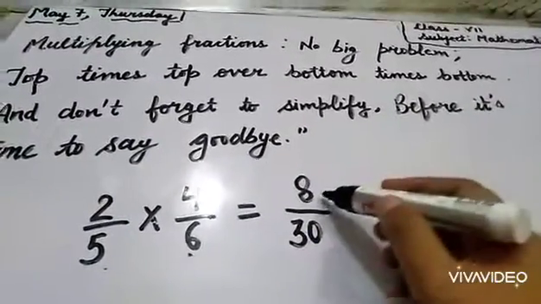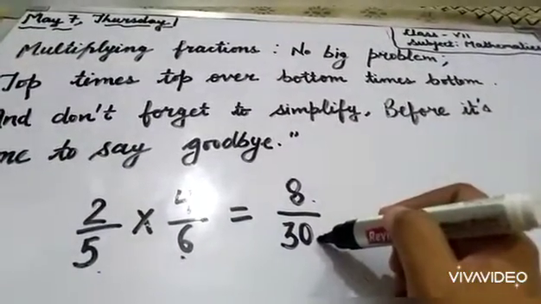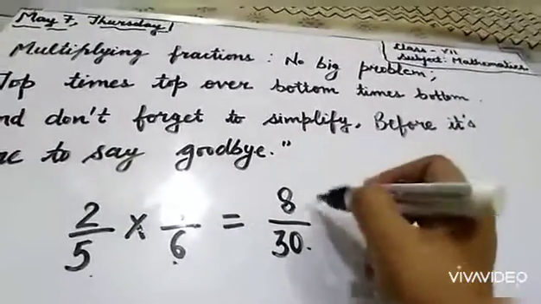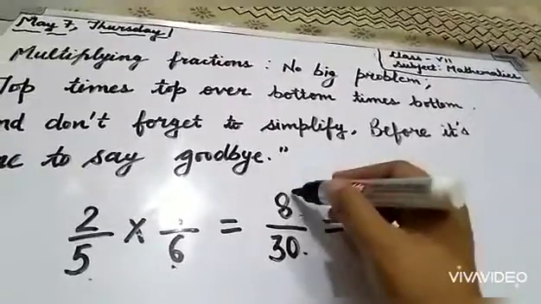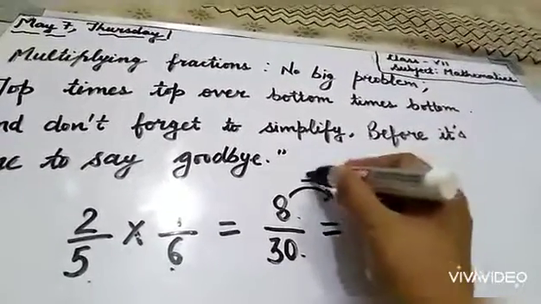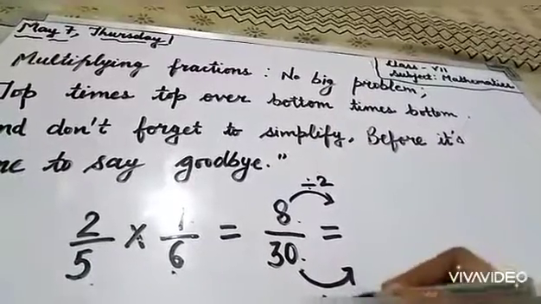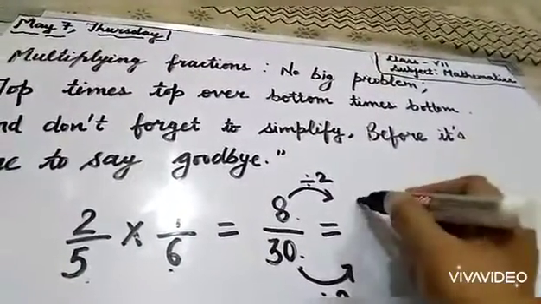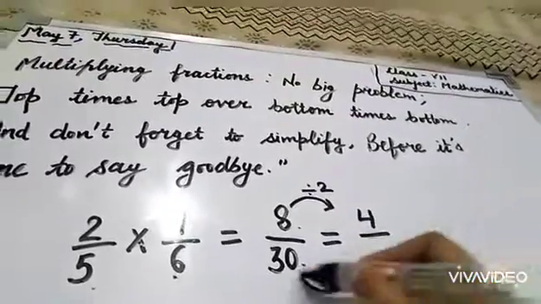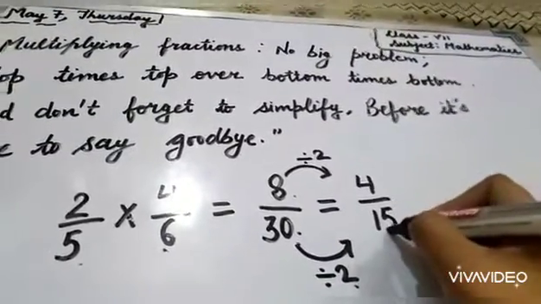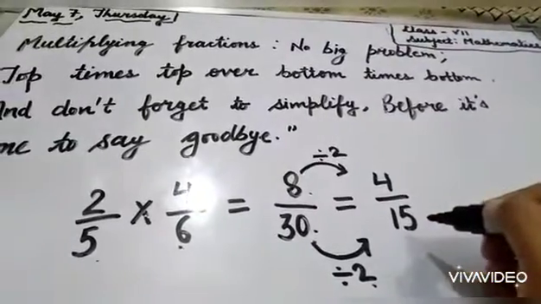Now you have to check the numerator and denominator. Is there any common factor here? Yes. Which one? Both numbers are divisible by 2, because 2 is a common factor. Now 8 divided by 2 is 4, and 30 divided by 2 is 15. Now it's clear, students, how you will simplify.